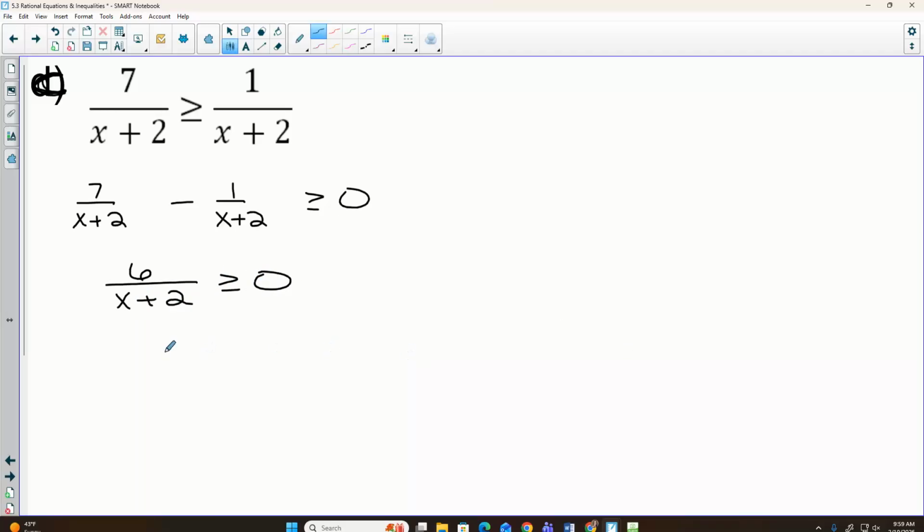At this point, we set top and bottom equal to 0. Does 6 equal 0? No. So the only number I get is negative 2. So that's the only number we can put on our sign line.